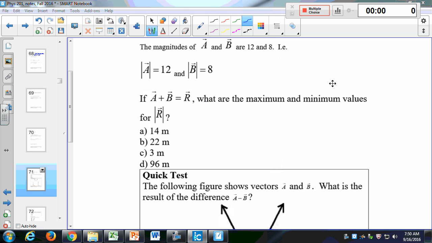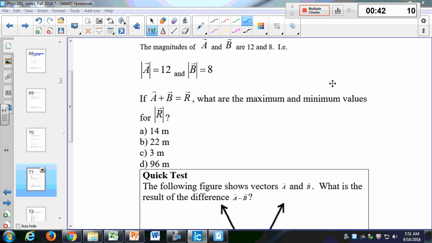So I've opened up the clicker base. You can go ahead and click in. If the magnitude of A is equal to 12 and the magnitude of B is equal to 8, which of these is a possible solution for the vector A plus B? In particular, we're looking for the magnitude of this because there's no directions given.